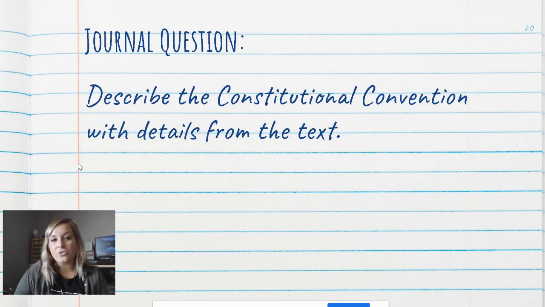Okay, so your second journal question is: describe the Constitutional Convention with details from the text.